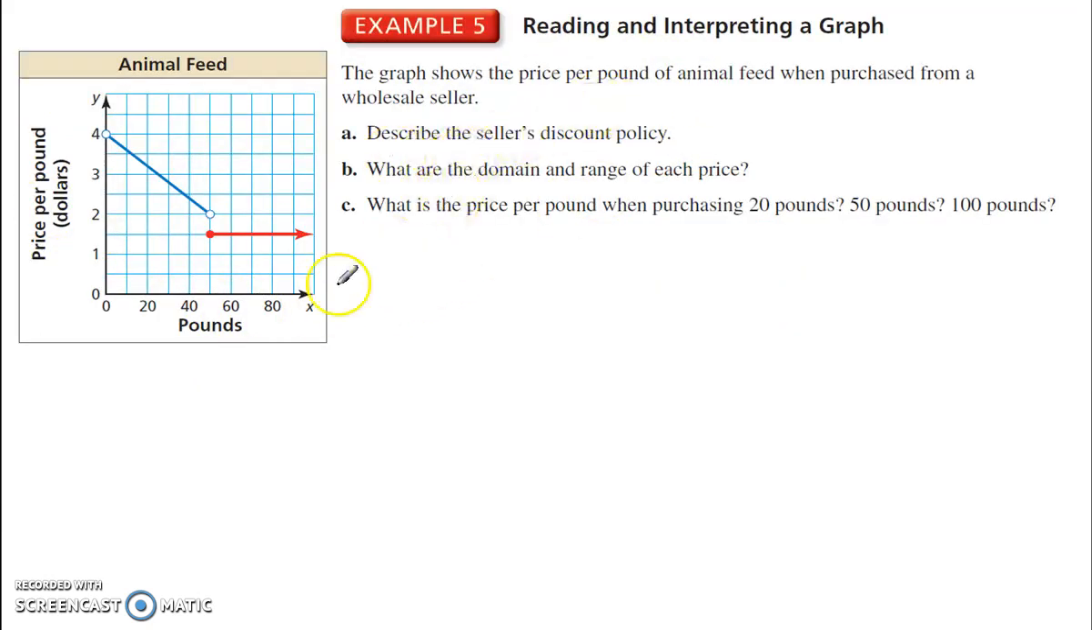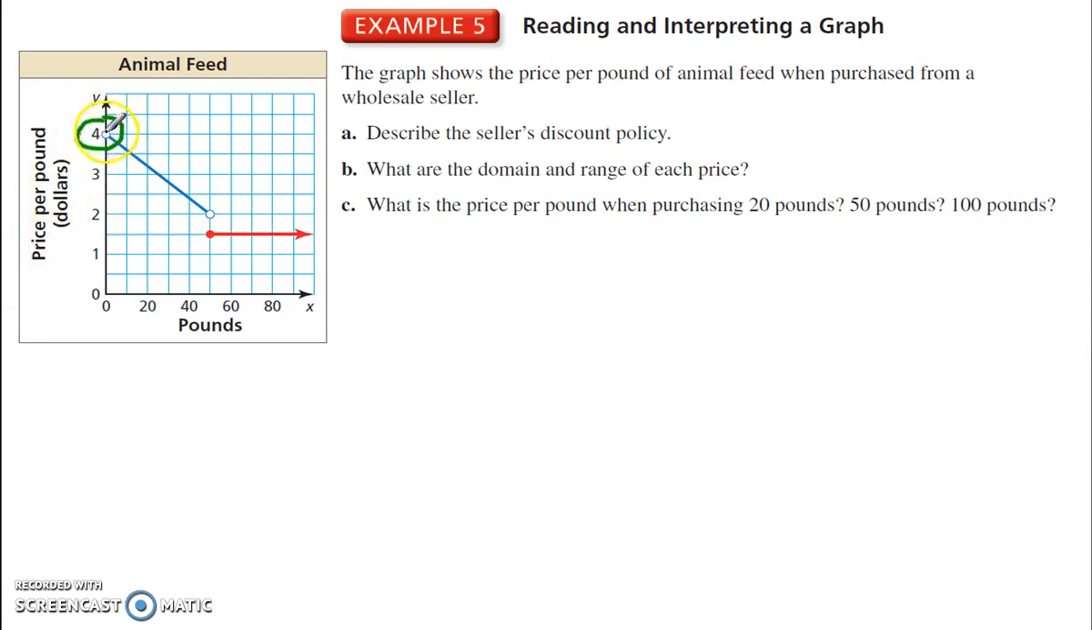Reading and interpreting a graph. So here you have an example of when you might have a piecewise function. Describe the seller's discount policy. The graph shows price per pound of animal feed when purchased from a wholesale seller. Notice in the beginning, the price per pound is $4 per pound.